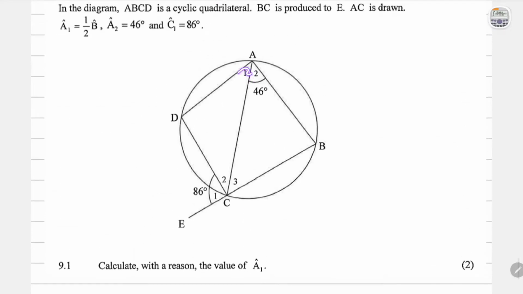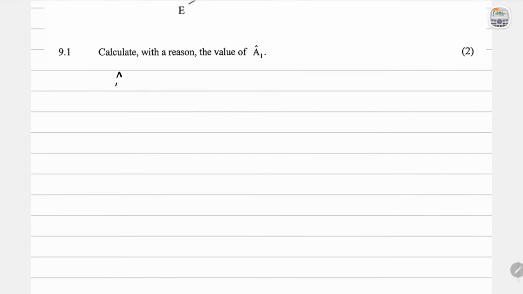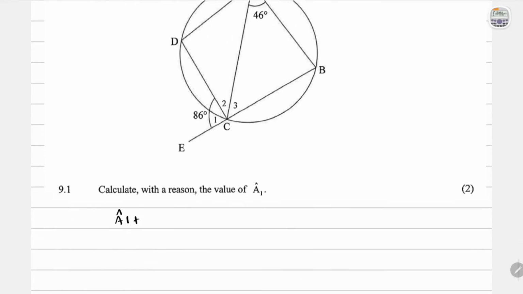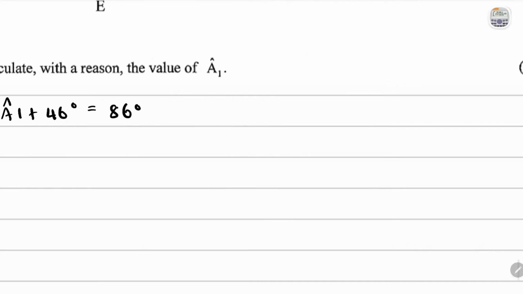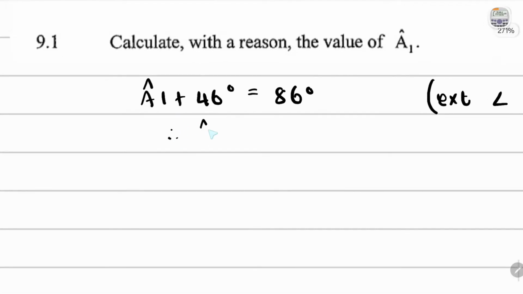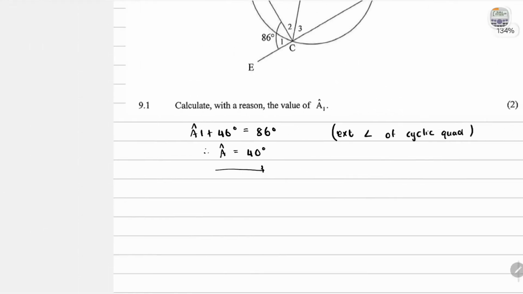So how do we find angle A1? Do you see that we have an exterior angle in a cyclic quad? The exterior angle is always equal to the opposite interior angle. So it means angle A1 plus angle A2 would give you this exterior angle of 86 degrees. Angle A1 is what we're looking for. Angle A2 we have as 46 degrees, and that should give us 86 degrees. And then we'll put our reason, exterior angle of a cyclic quad. Therefore angle A1 is equal to 86 minus 46, which is 40 degrees. And that is our answer.